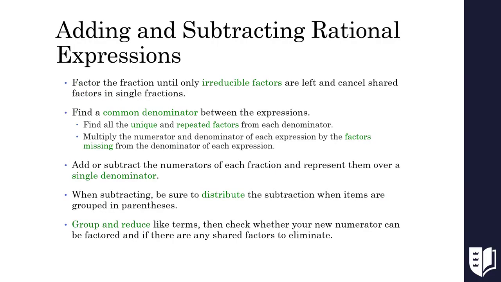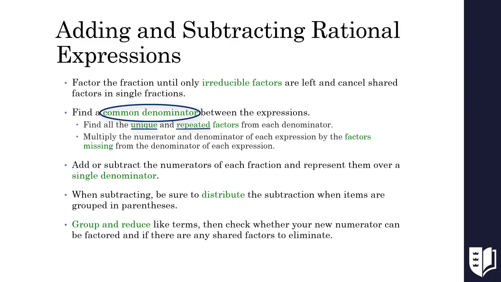The first thing we do in order to add or subtract our fractions is to factor each numerator and denominator until only irreducible factors are left. Then, we cancel shared factors in each fraction. Then we need to find a common denominator from the factors present in each of our denominators. Our common denominator is a combination of all of the unique factors in our denominators, including any that are used more than once in a single fraction.